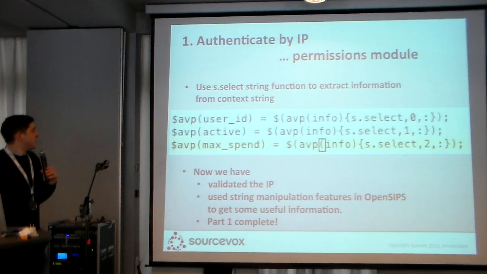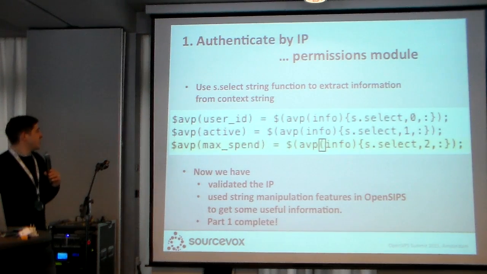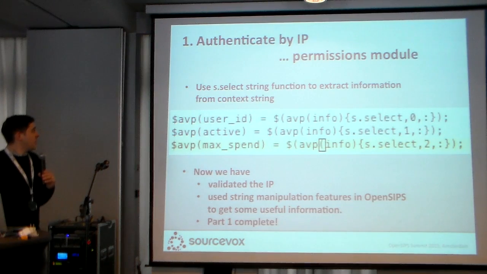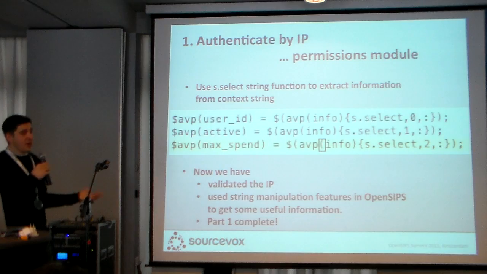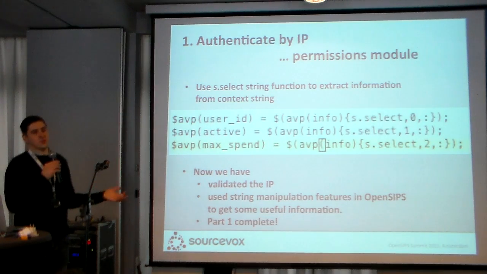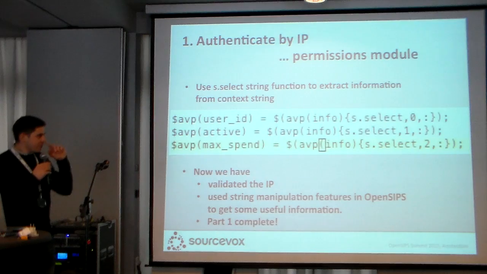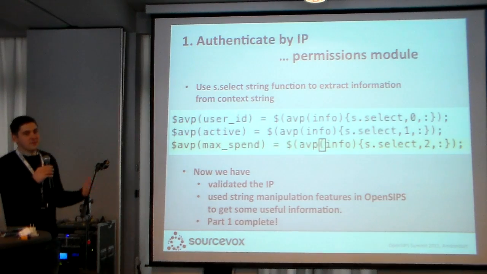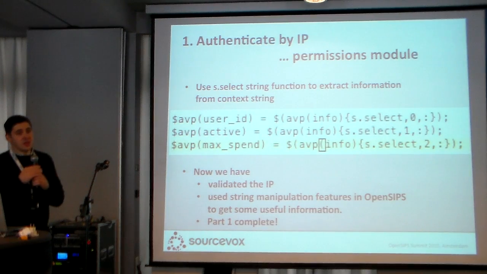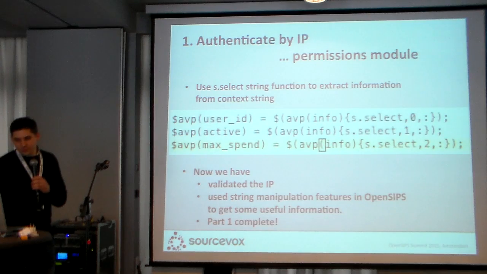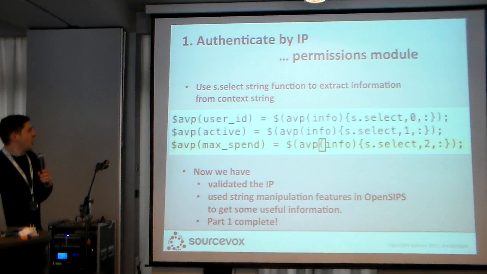And then with this information, you can use the string selection functions within OpenSIPS. So you can select the 0th index, and we know that's the user ID. The first index, we know this signifies the account is active. And the second index is an arbitrary number which is telling us what this user would like their max spend to be. So it's all in memory, it's very fast, it's a lookup you're going to do anyway, and you've immediately been able to find out all this information about the call that you're about to route. So that was fairly simple.